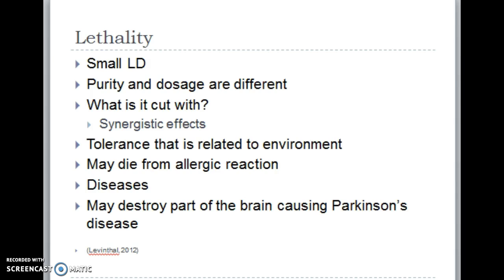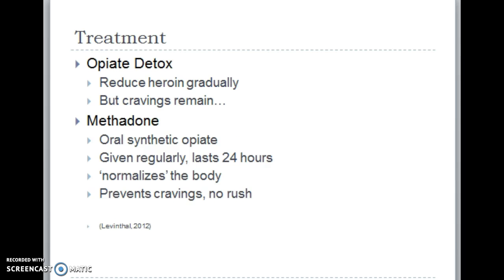Allergic reaction can be common. Other diseases: if you're sharing needles, for example, it could also destroy part of the brain, which can cause Parkinson's disease. We've talked about dopamine and different parts of the brain in previous PowerPoint presentations, and this is no different to heroin. So, some treatment options.